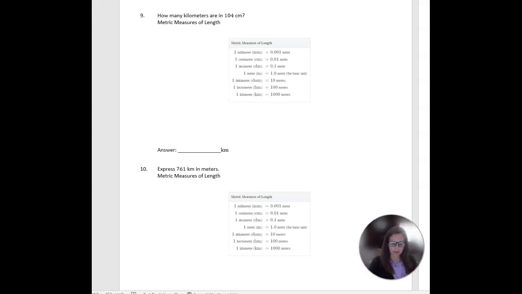Okay, we're going to try a couple more of these. Once you get this kind of routine down, it's the same thing. All right, this one is going to be a two-part conversion. Now, let me show you how I know that. I go into my problem. It says I want to go from kilometers to centimeters.